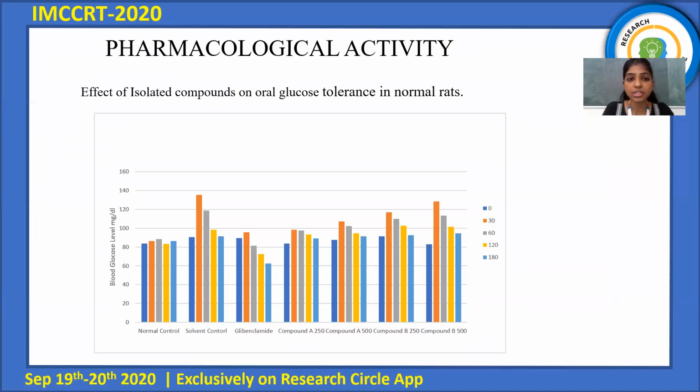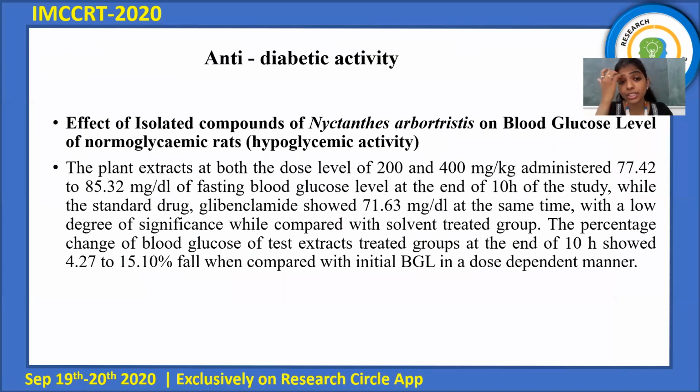Then the effect of isolated compounds on OGTT in normal rats again. The effect of isolated compounds of Nyctanthes arbor-tristis on BGL of normoglycemic rats: the plant extracts at both dose levels, 200 and 400 mg per kg, registered 77.42 to 85.32 mg per dl fasting blood glucose level at the end of the 10 hours of the study, while the standard drug glibenclamide showed 71.63 mg per dl at the same time, with a low degree of significance compared to the solvent treated group.